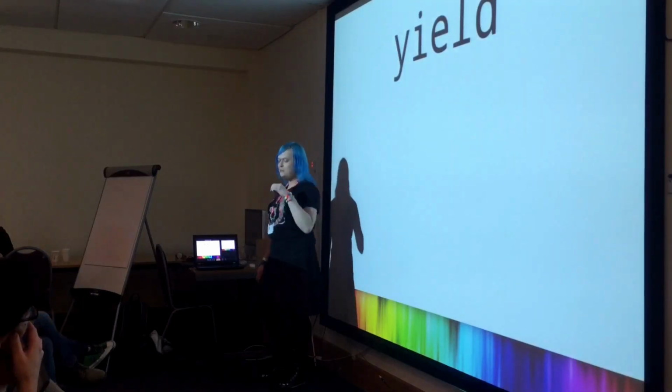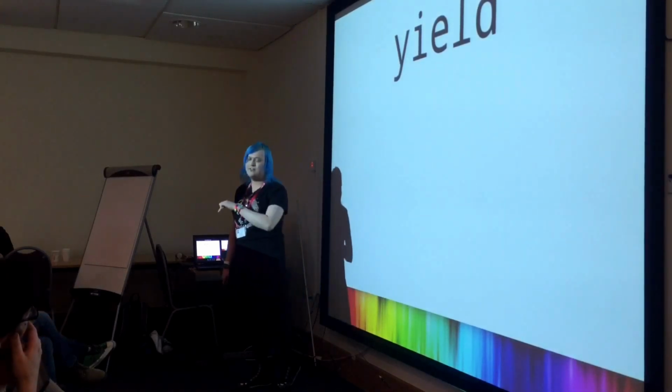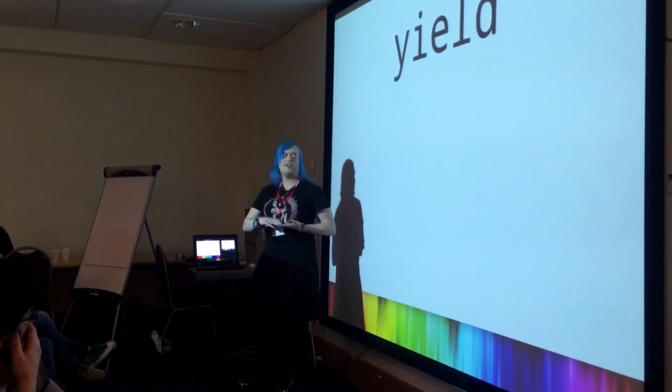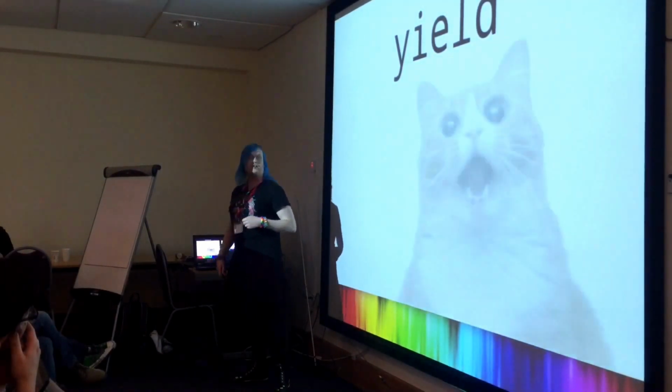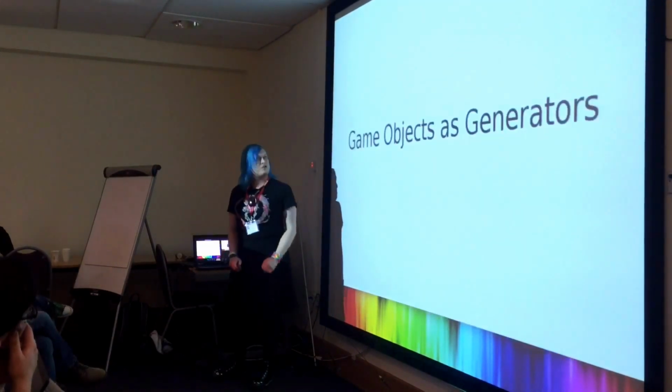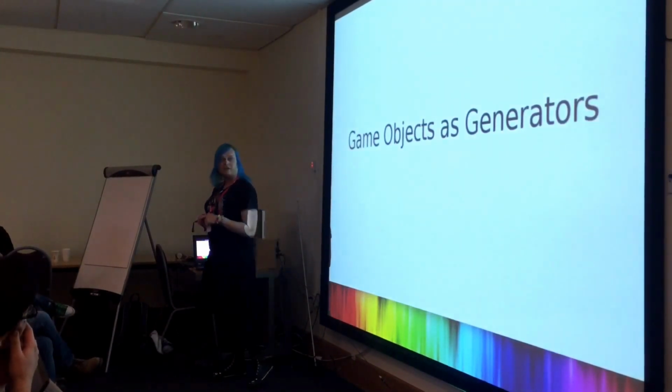And suddenly I could put a name to the way Div worked. And how it worked is all its objects were coroutines, or generators in terms of Python. And I got really excited. So let's talk about game objects as generators.